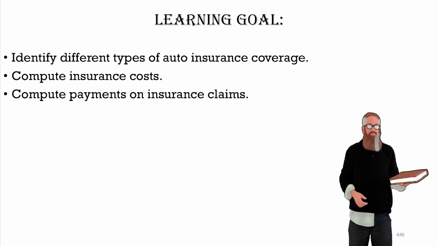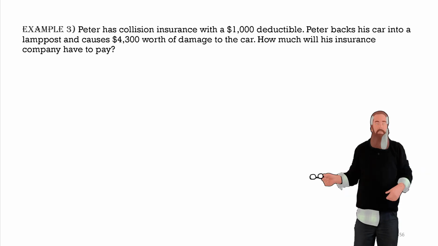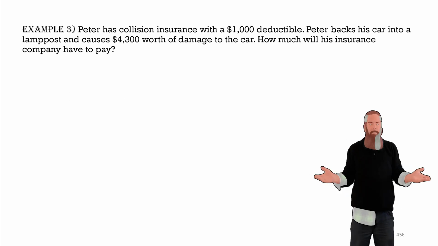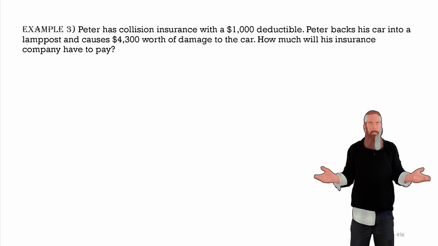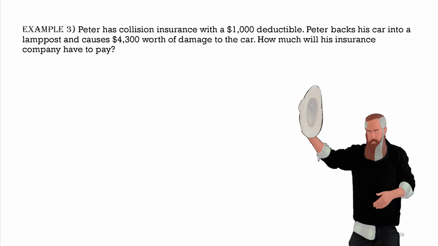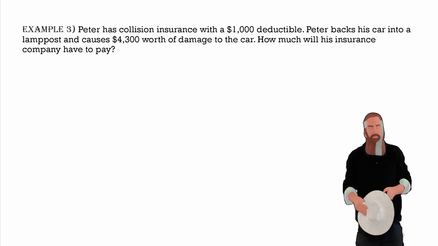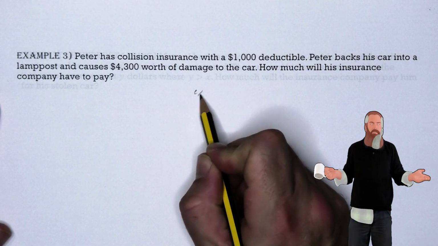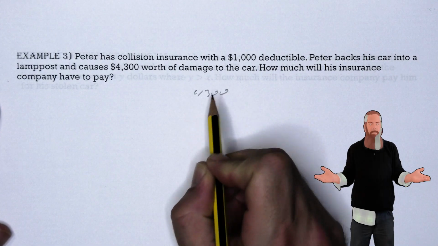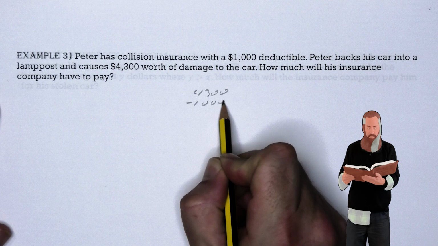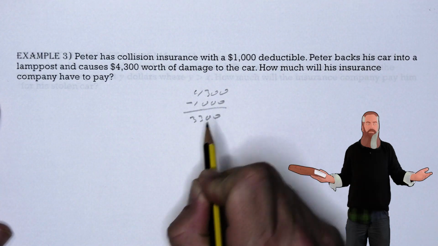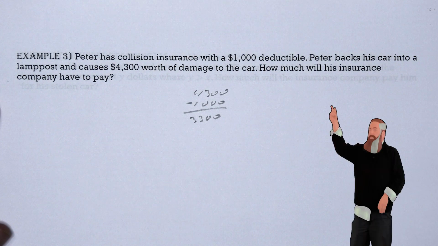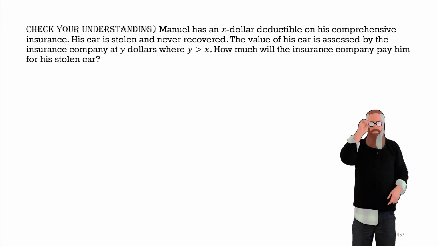Now let's compute payments on insurance claims. Peter has collision insurance with a $1,000 deductible. Peter backed his car into a lamppost and caused $4,300 worth of damage to the car. How much will his insurance company have to pay? With $4,300 worth of damage, he pays $1,000 as his deductible, leaving $3,300 that the insurance company is going to pay. Let's check your understanding.